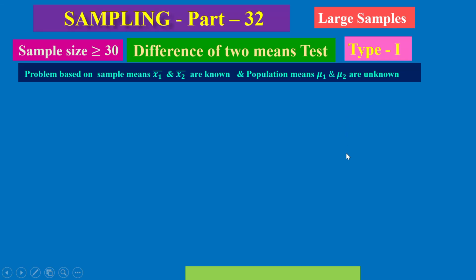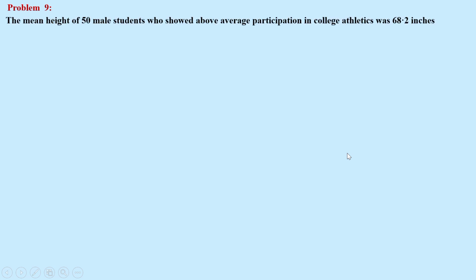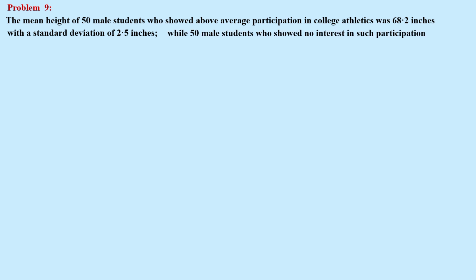Next problem in difference of two mean test. The mean height of 50 male students who showed above average participation in college athletics was 68.2 inches with a standard deviation of 2.5 inches, while 50 male students who showed no interest in such participation had a mean height of 67.5 inches with a standard deviation of 2.8 inches.